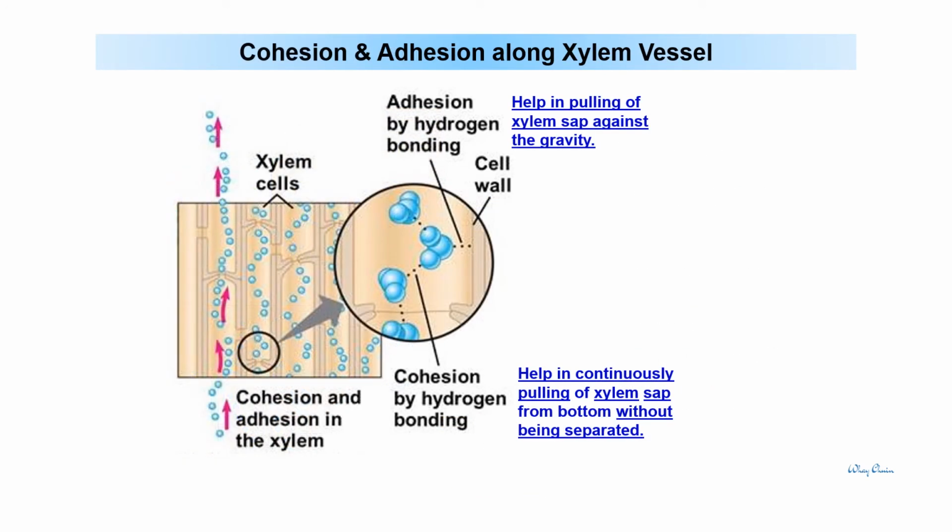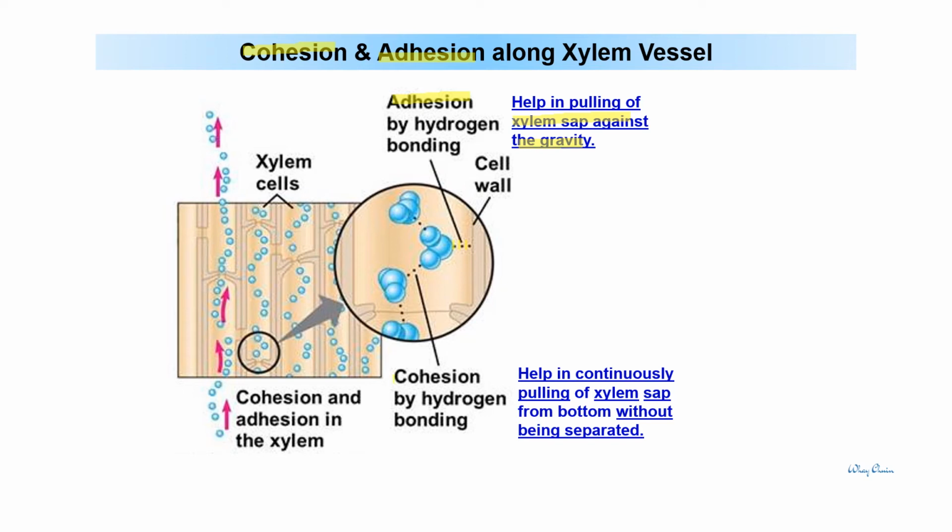The xylem sap that contains the water molecules and dissolved minerals can be pulled upward from root to shoot, aided by cohesion and adhesion. Adhesion is the attraction force found between the water molecules and the cell wall of xylem vessels. This is important in pulling the xylem sap against gravity.